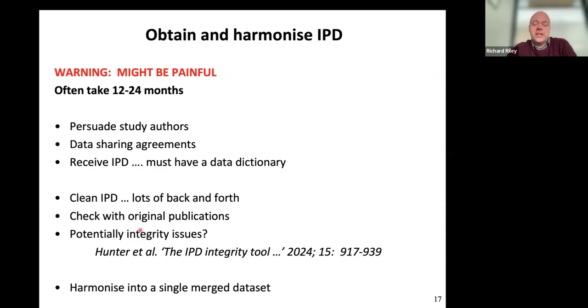We would need to check original publications to see if the information we're getting matches to some extent in terms of the number of participants in each group. You might want to check integrity of the trial. And there's a lovely IPD integrity tool by Kylie Hunter and colleagues that talks about how you use the IPD to check integrity of a study. For example, looking at randomization, whether the data may be fabricated and so forth. And ultimately, after all this process, we need to harmonize into a single merged data set.